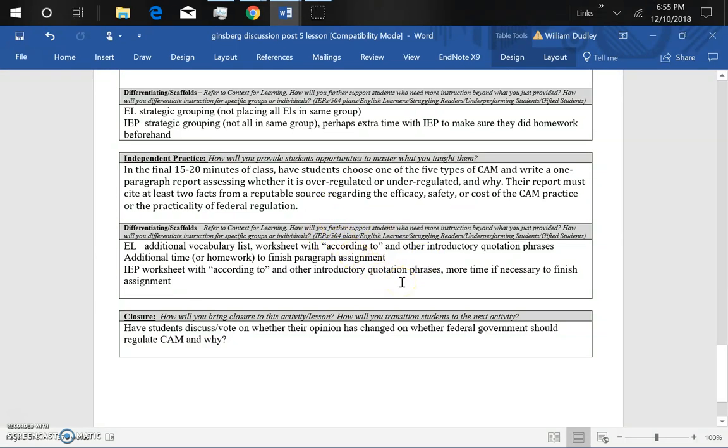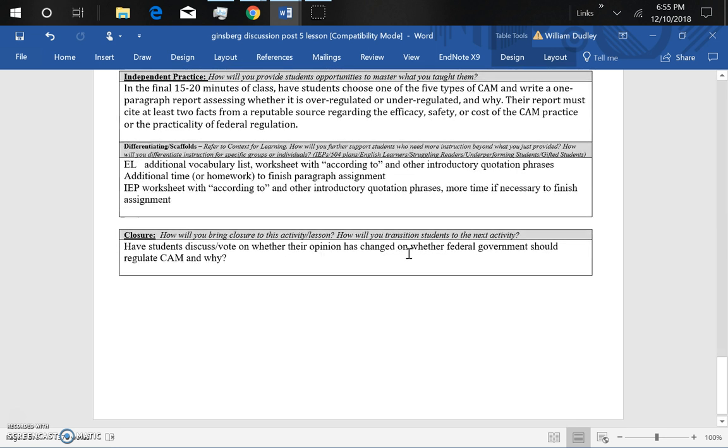And for differentiating or scaffolds for English language learners, maybe have an additional vocabulary list. And also a worksheet, maybe with some phrases like "according to" or other basic rules when you're citing a source, how you indicate that in an English sentence. And the same thing with the IEP students. And also with the IEP students and English learners, maybe give them extra time, or maybe even take the class home for homework.